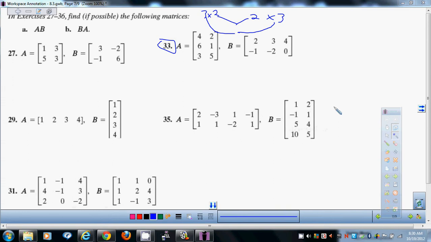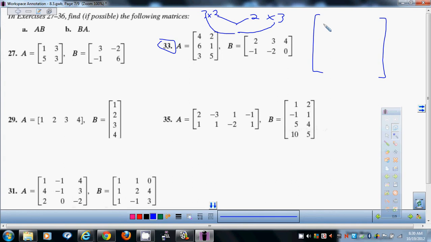4 times 2, 8. Hold on a second. Then you go across the row and down the column. 8. What is this product? What's 8 plus negative 2? 6. I know. When you multiply matrices, row by column, you do all the elements and then add it together, and that's one entry.